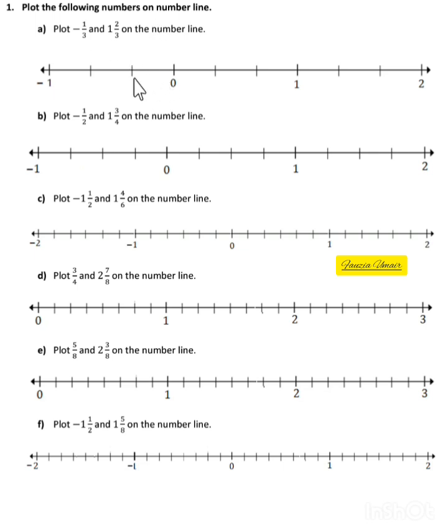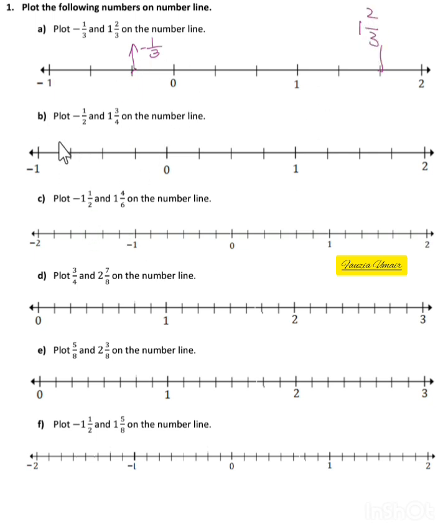-1/3 would be here. Actually -1/3 is bigger than -1, so it will come here. Now 1 whole 2/3: this is 1 whole, this is 1/3, and this is 2/3. So this is the position of 1 whole 2/3.